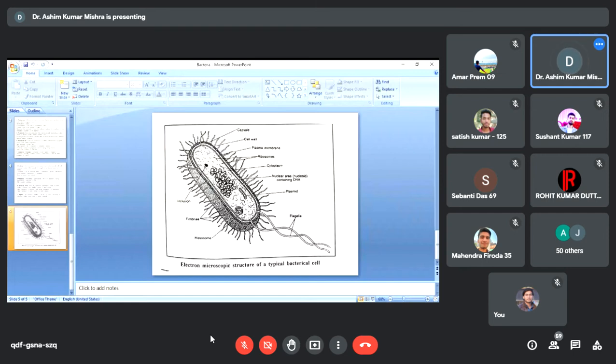Is it visible? Yes, sir. You see, in examination, you may be asked to draw and write. Okay. So, electron microscope, any idea do you have? Have you seen electron microscope? No, sir. No one has seen. Compound microscope only, sir.